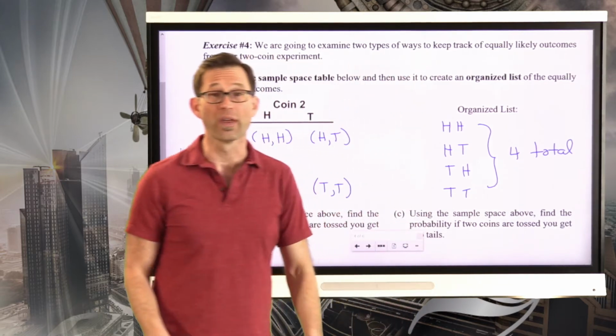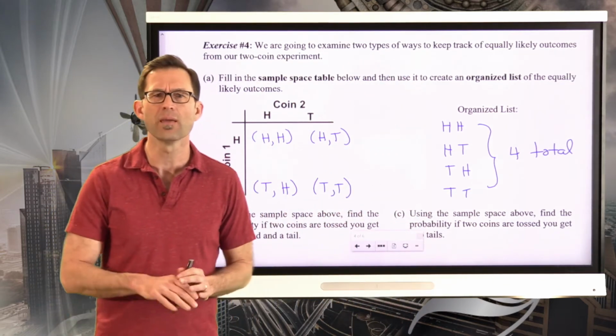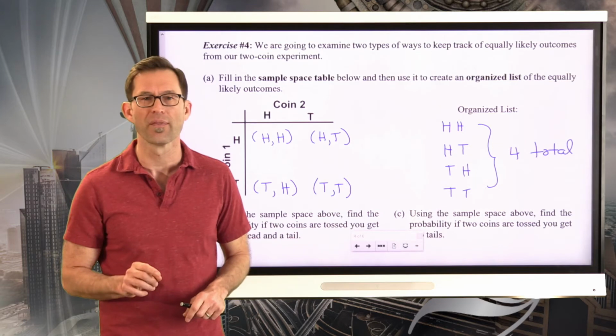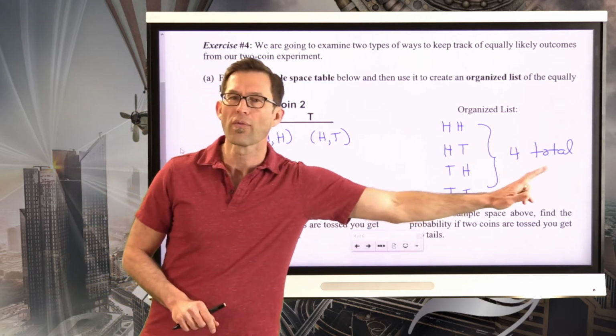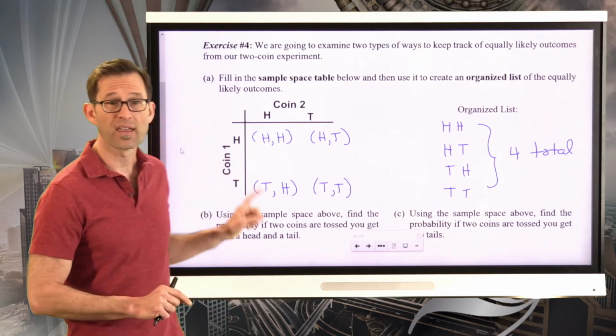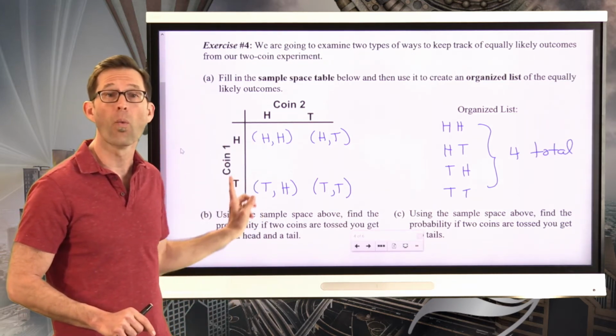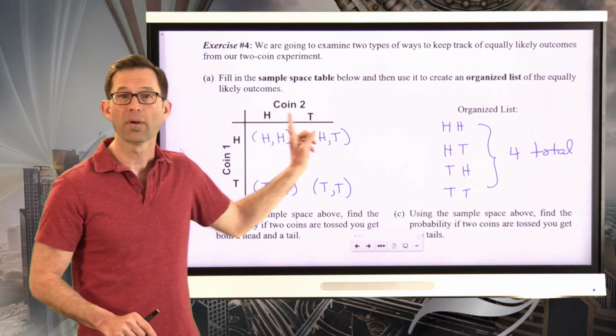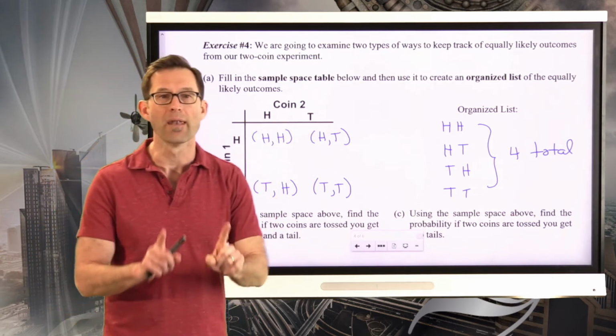Now, one of the cool things, all right, and we're going to see this theme again and again and again, so I'm going to keep harping on this. You can always figure out the total number of outcomes, equally likely outcomes, by taking how many outcomes there are from one part of the event, how many outcomes there are from the other, and multiplying.